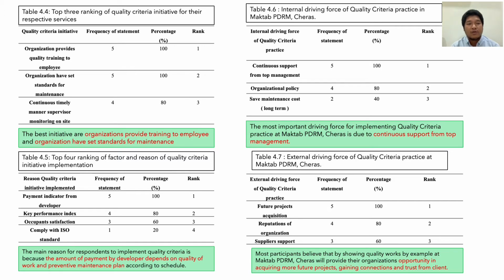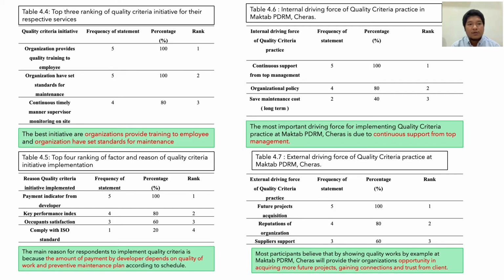The first one is of course payment indicator from developer. All participants agree with that. Second, key performance index of the worker. If the quality of their work is not satisfactory, if they are complained about, their KPI would be slightly lower, which will impact their progress in their career. So this is the reason why they take quality seriously and try to implement initiatives on that.